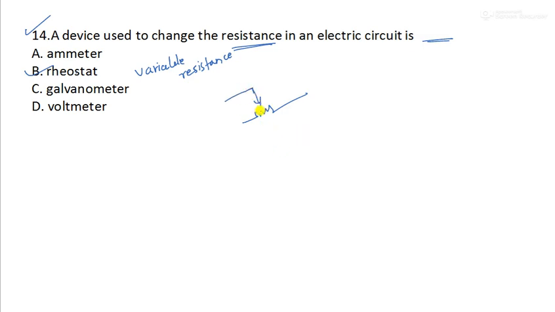It is like this. Resistor and this arrow mark will represent what? This will represent rheostat or variable resistance. They may give this figure and ask the options. So this is the answer. Next is question number 15.